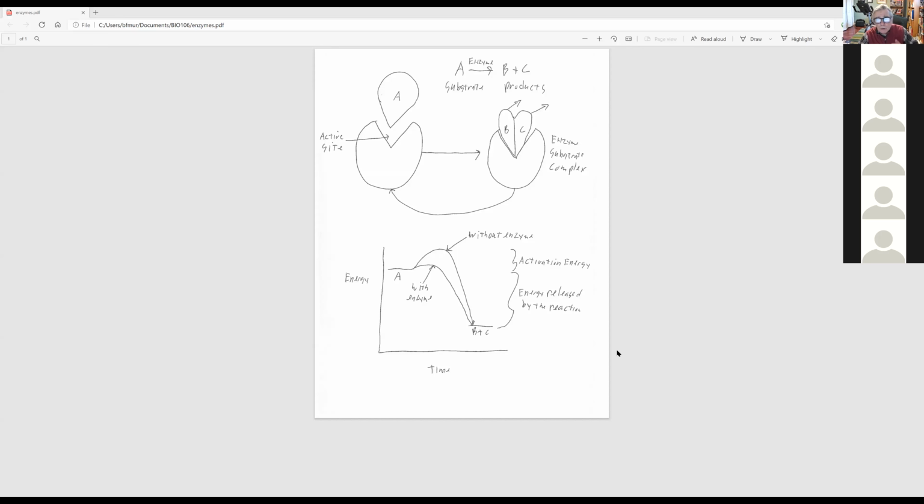Let me share something else, this drawing I put up on the board. Okay, I drew this crude drawing up on the board. This is a chemical reaction. A is converted to B and C, right?